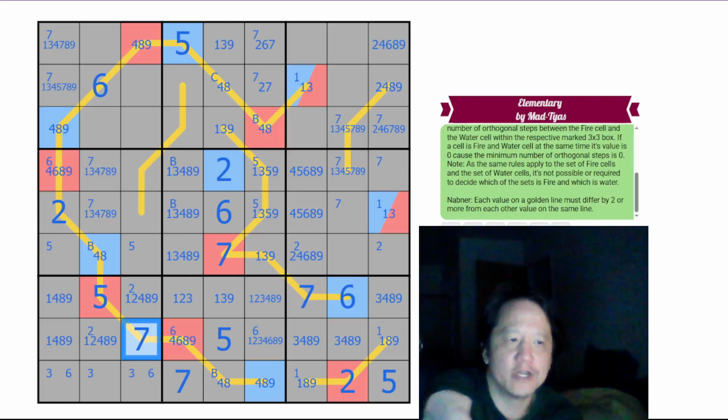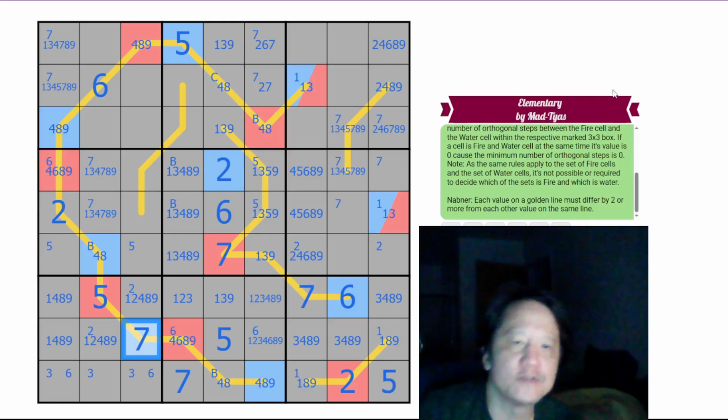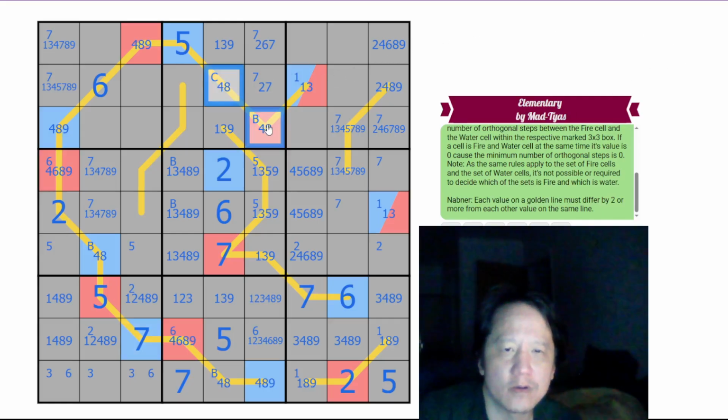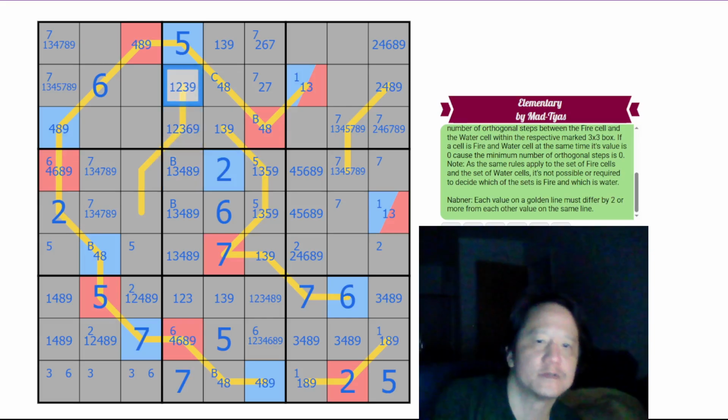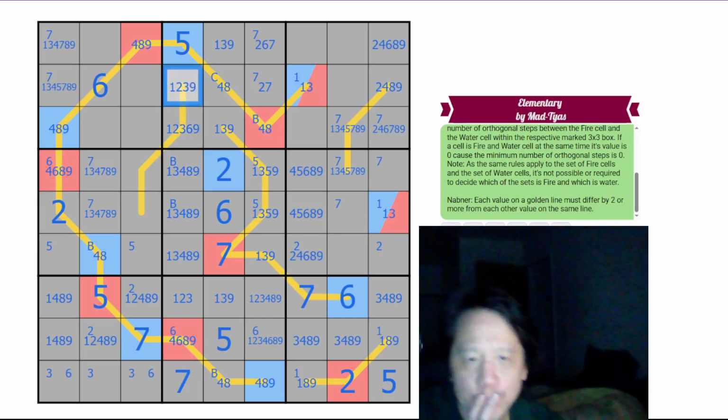We have 1 out of 3 or 4 on the Nabner, 1 out of 2 or 3 on the Nabner. Oh, this is a 4-8 pair here. So we can't have 4, 5, or 8. We have 1, 2, 3. No 4, 5, 7, or 8. Could be 6. Could be 9. So no 6 here.